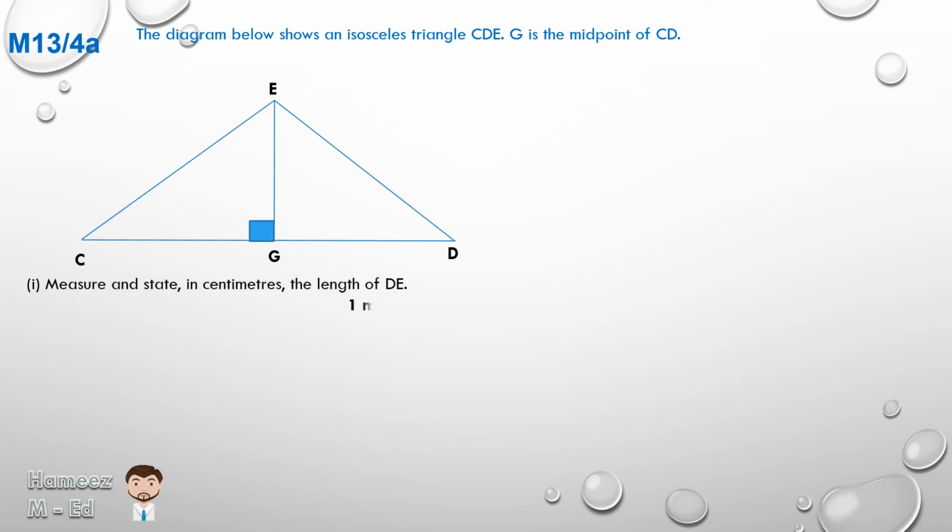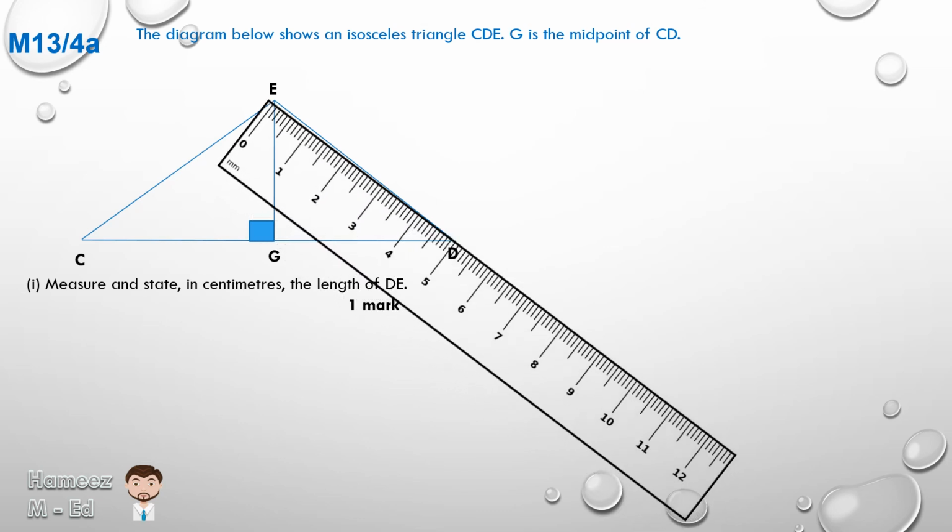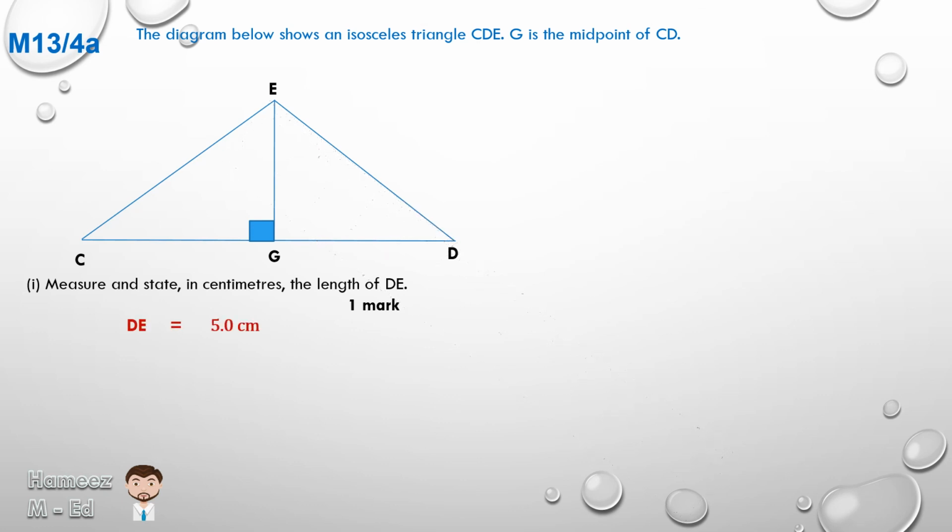Part 1. Measure and state in centimeters the length of DE. So what they're asking us is to find how long DE is. We can either use our divider by opening it and resting it from D to E, and then placing it without shifting the divider onto the ruler to get the length, or we can place our ruler directly from D to E, make sure that 0 is on E, and measure the length. And it will give us exactly 5.0 centimeters.